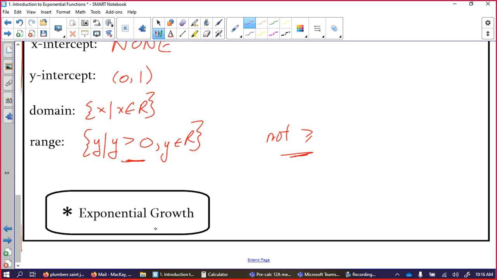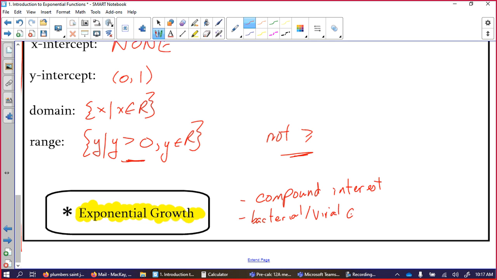This is an example of what's called exponential growth, which we had examples the other day. Compound interest is exponential growth, assuming you don't take any money out. Bacterial viral growth.